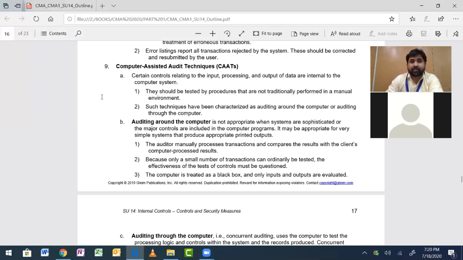Now here, certain controls relating to the input, processing and output of the data are internal to the system. They should be tested by procedures that are not traditionally performed in a manual environment. Fine. In a manual environment, we don't have to check those procedures.